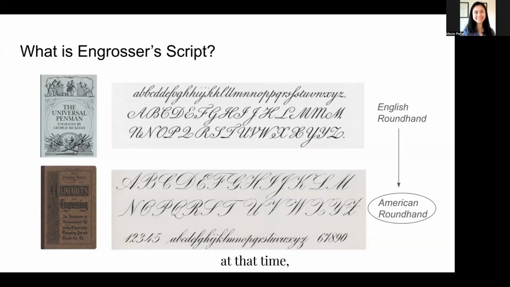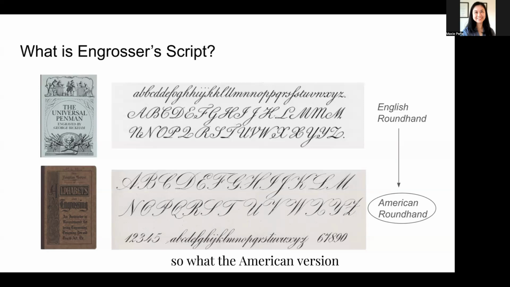At that time, the steel nibs and oblique pens were already invented. So these were the tools that were specifically used for Engrosser script. Whereas English roundhand was historically executed with a narrowly cut, broad-edged quill pen. As a result, you can see here that Engrosser script has more thin to thick contrast.